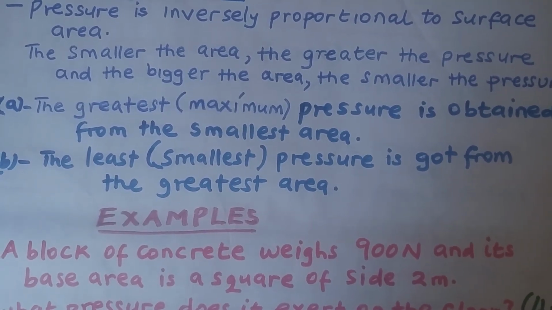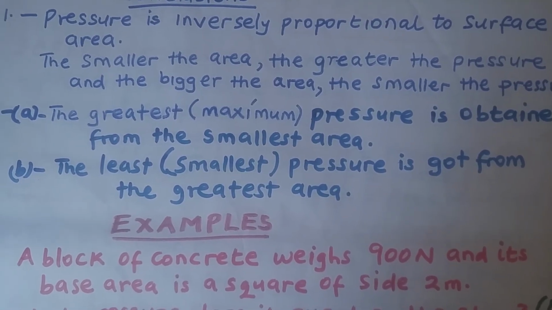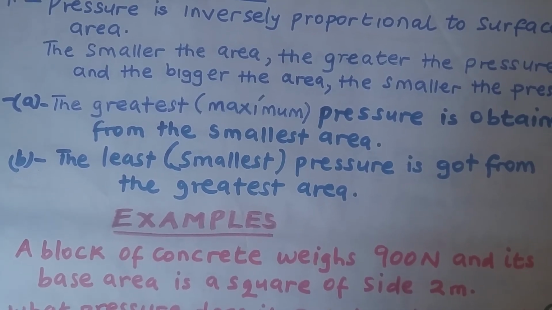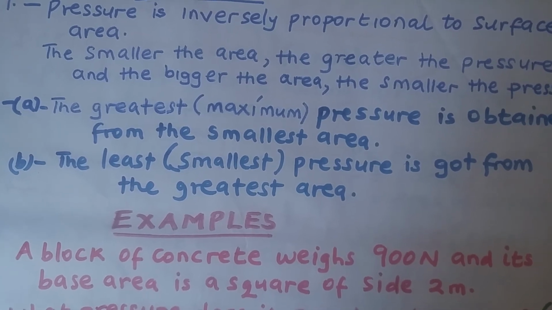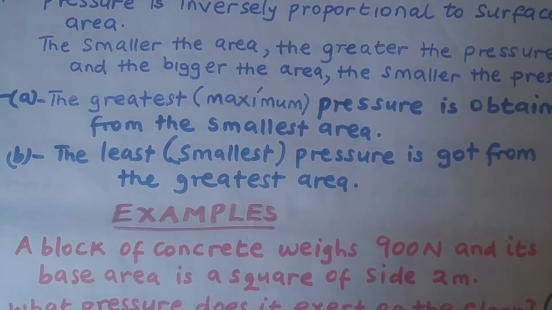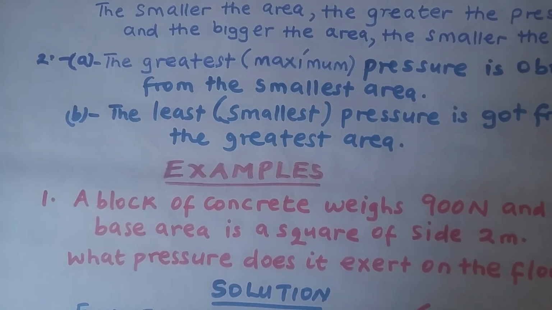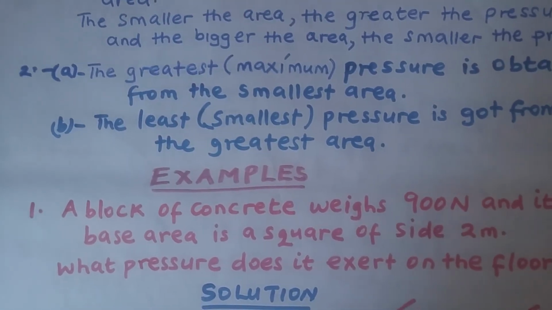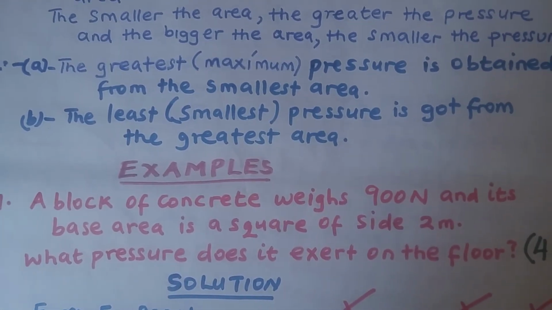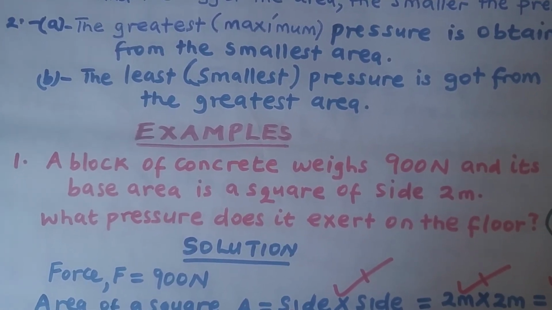So if you have two people, and one looks bigger than the other, automatically when it comes to pressure, the person who is big has a bigger area, and therefore the pressure is small. And the person who is small has a smaller area, and therefore the pressure is big. Another conclusion we can draw is that the greatest pressure, the maximum pressure, you get it from the smallest area. And the smallest pressure, you get it from the biggest area.